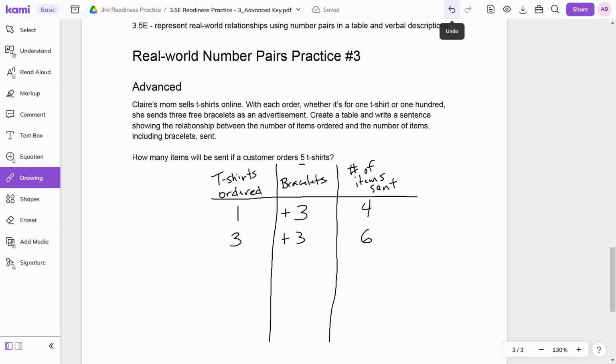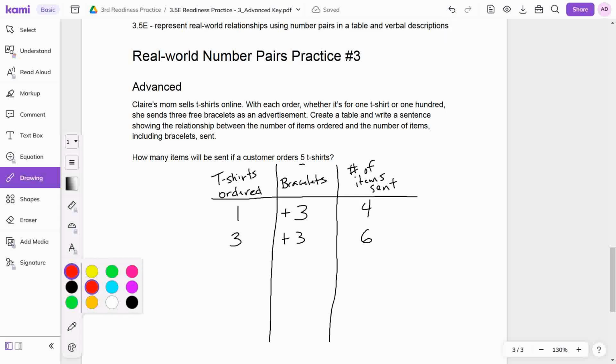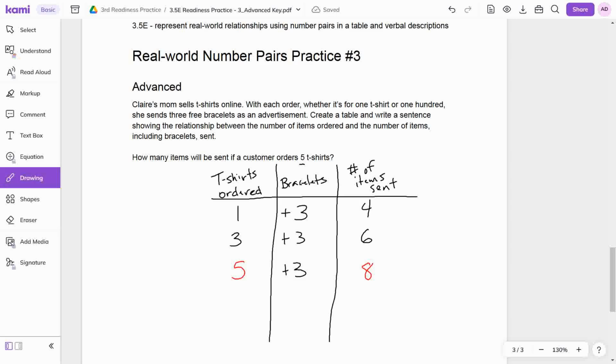Now, the problem asks for what happens if a customer orders 5 t-shirts. Well, let's go ahead and do that. We'll do that in a different color so we can have it stand out here. So 5 t-shirts still gets you those 3 bracelets. So your total is going to be 8 items sent. What if someone really did order 100 t-shirts? What would you get? Well, you would get 3 bracelets with your 100 t-shirts. You would get 103 total items sent.